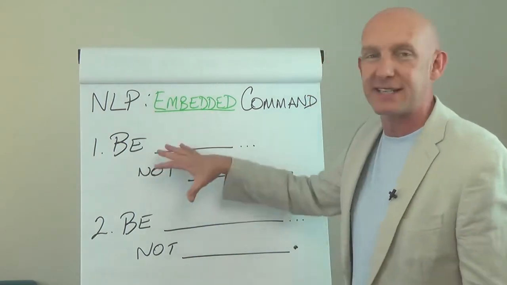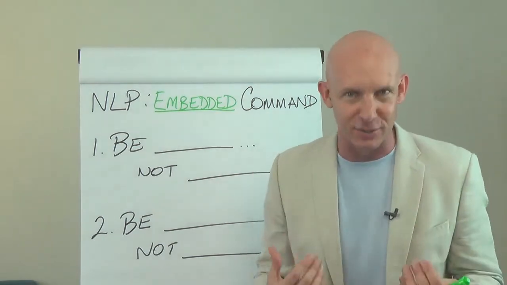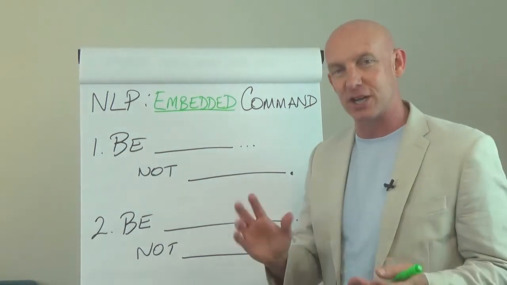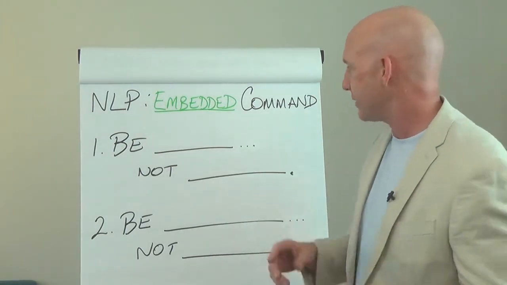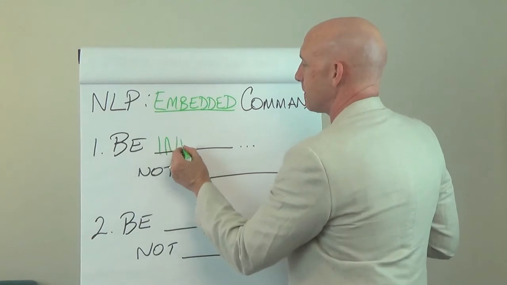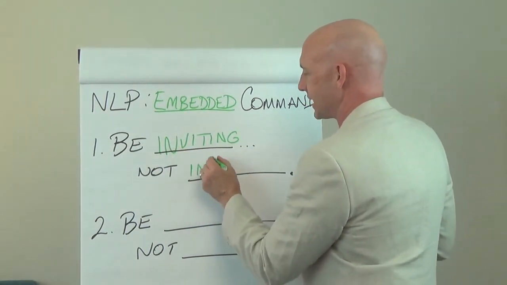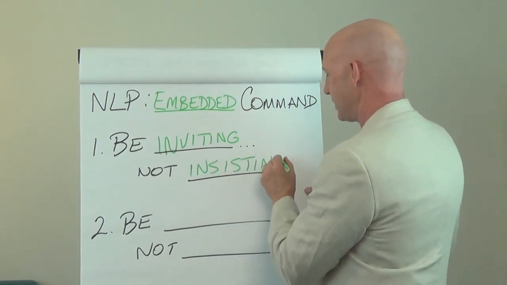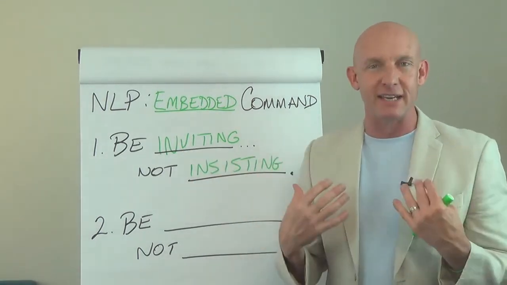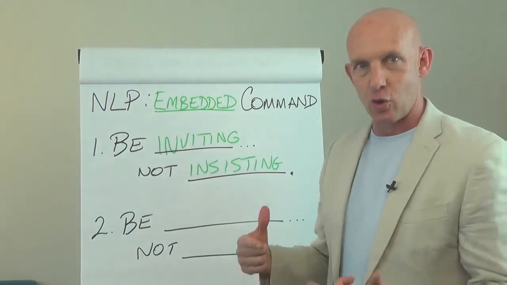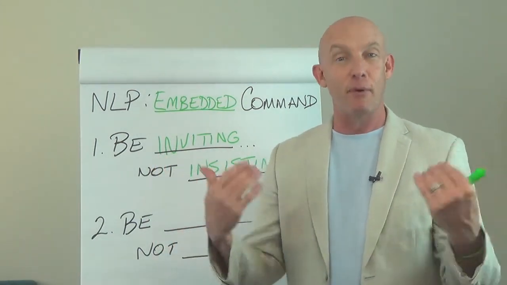Now let's talk about what makes an embedded command powerful and effective when it comes to getting people to say yes to you. There are a couple of really important keys about how you use an embedded command. The first one is that you want to use it in a way that is inviting. Be inviting, not insisting. Or another way to say it, be inviting, not threatening. I gave you an example a minute ago: come over to my house. So, would you like to come over to my house for dinner?